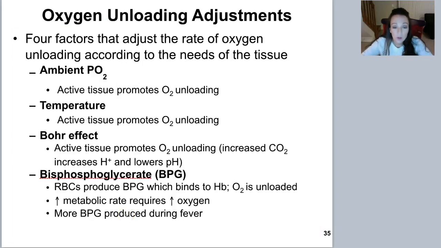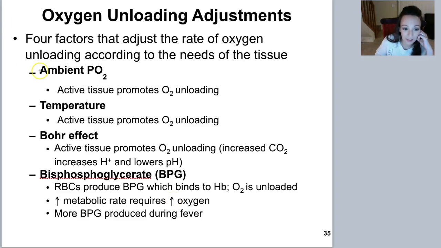Okay, so on this slide, we have 4 factors that adjust the rate of oxygen unloading according to the needs of the tissue. So remember, tissues that are really, really active in our body, they're going to need greater amounts of oxygen. That's simply how they work. They're more active, they need to produce more ATP, and that oxygen is used to produce the ATP. So more active tissues need more oxygen. So we're gonna see 4 ways that the intake of oxygen in the tissue can be adjusted.